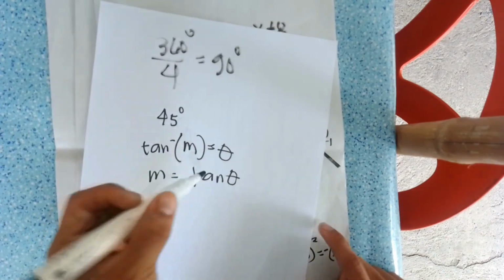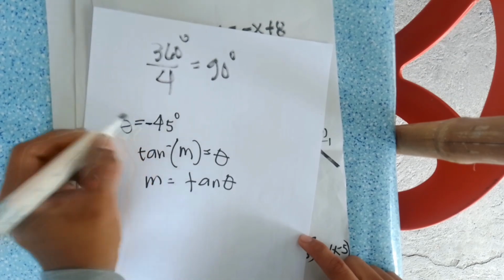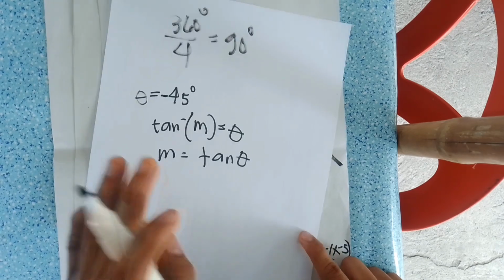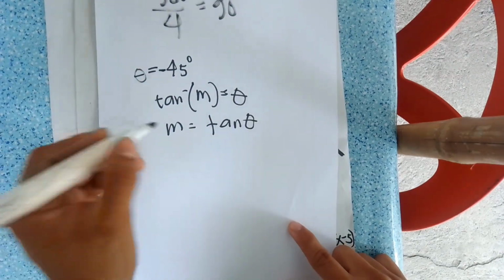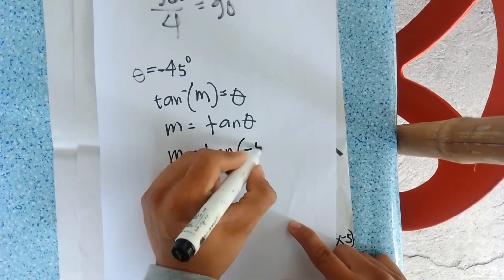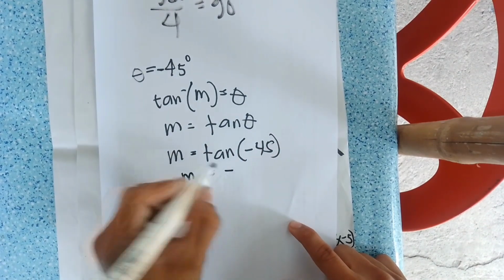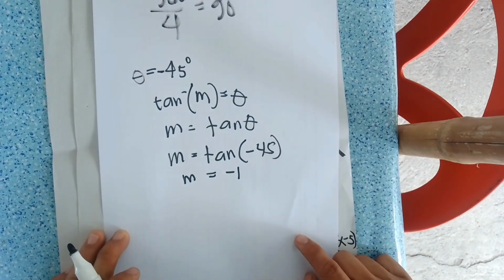So our theta should be negative 45 degrees. Okay, so take note of that, and therefore our slope is equal to tan of negative 45. So m therefore is negative 1. So that is the slope.